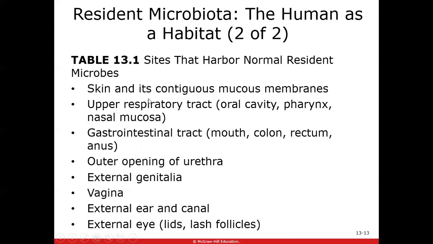And so the upper respiratory tract, the oral cavity, the pharynx, and nasal mucosa harbor normal resident microbes. Gastrointestinal tract, so that's the mouth, and then the colon, rectum, anus. Then the outer opening of the urethra. Then you have the external genitalia, the vagina, and the external ear and ear canal. Then you have the external eye, like your lids, lashes, and follicles.